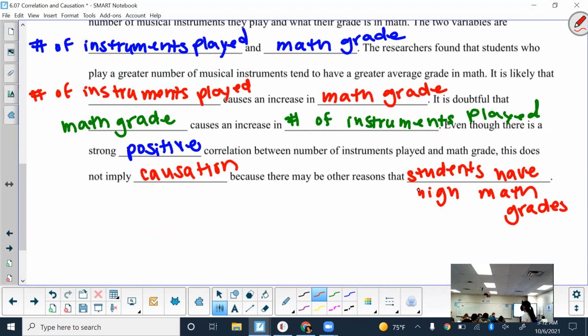All right, like what are other reasons that students have high math grades? They study, they go to tutoring. Now, does that mean that if you study and go to tutoring, your grade in math is necessarily high? No. So again, causation is really hard to prove. Questions? All right, but then just to add to that, usually studying does increase math grades. There's a strong correlation there. Does not mean causation.